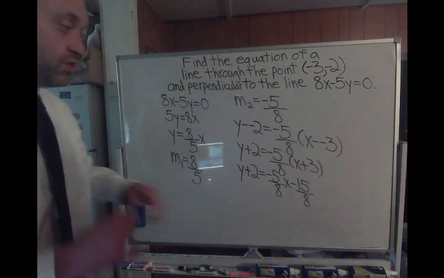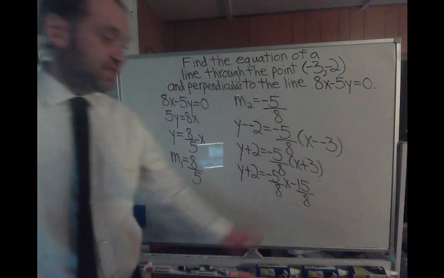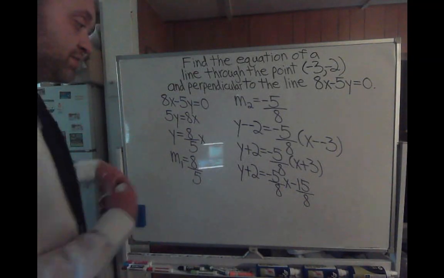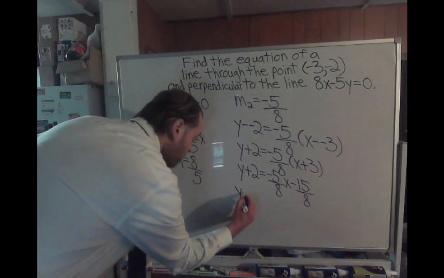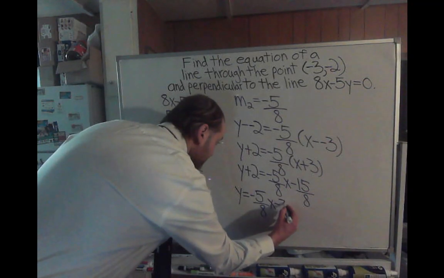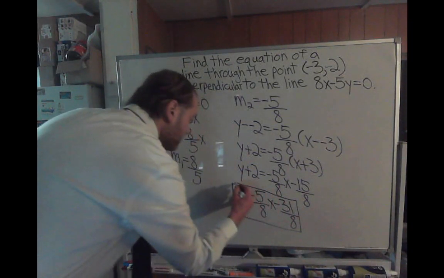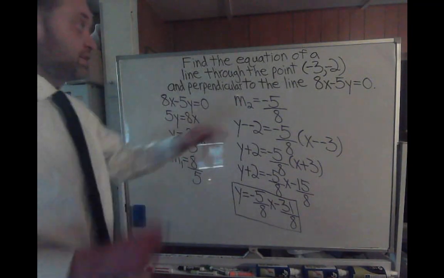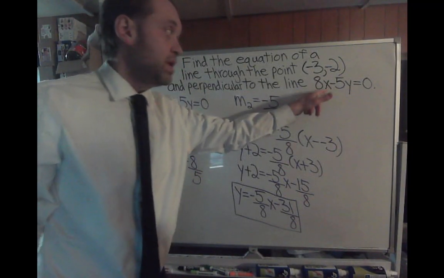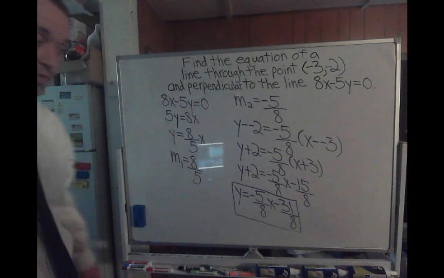Now we just subtract 2 from both sides. Well, what is 2 in terms of a denominator of 8? It would be 16/8, right? 2 is 16/8. So if you subtract 16/8 from this, you would end up with the equation y equals negative 5/8 x minus 31/8. So the equation in slope-intercept form of the line through the point negative 3, negative 2, and perpendicular to the line 8x minus 5y equals 0 would be y equals negative 5/8 x minus 31/8.